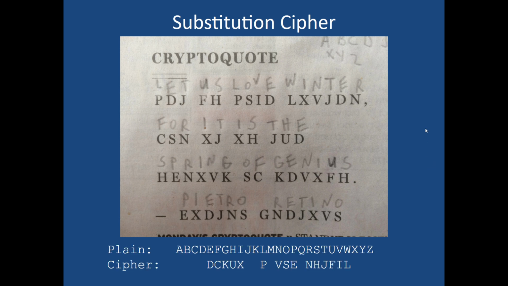So anyway, the key would be something like this. It would say, okay, to encrypt a plain text F, replace it with a C. To replace an N, replace it with a V. And these blanks are here because not every letter is represented, right?